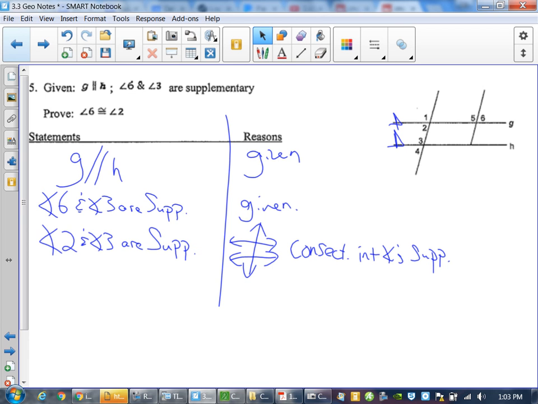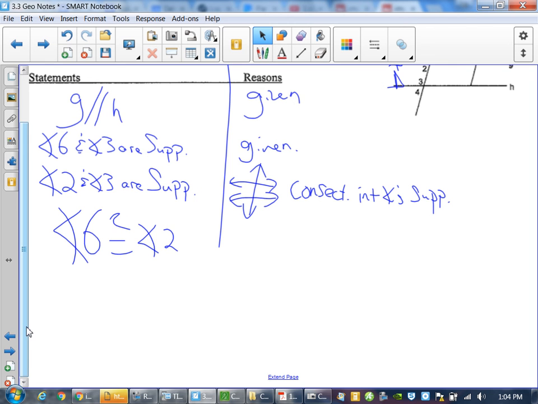So here's your statement then. 6 and 3 are supplementary. 2 and 3 are supplementary. Do we have two angles that are supplementary to the same angle? 6 and 2. So what do you know about 6 and 2? They're congruent. Therefore, angle 6 is congruent to angle 2. And really the only reason is the definition of congruent supplements.